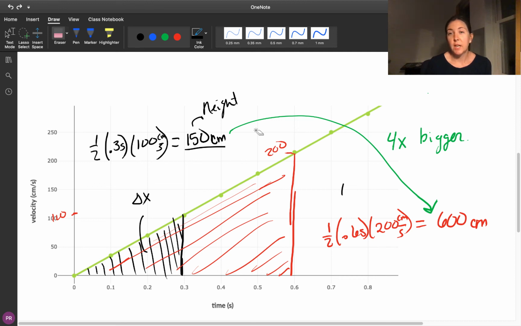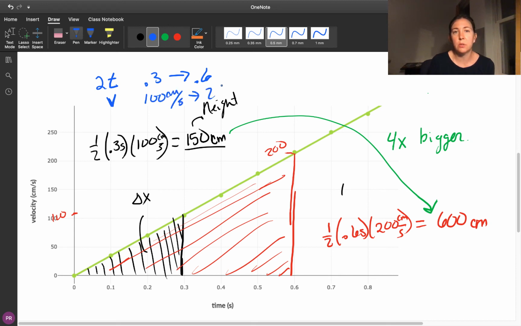I know that this is getting kind of messy, but before I end the video, I want to think about how velocity and time go. And we sort of already figured it out right here. I'm just going to write this in blue. When the time doubled from 0.3 to 0.6, the velocity went from 100 to 200 centimeters per second. So when I doubled the time, the velocity also doubled.